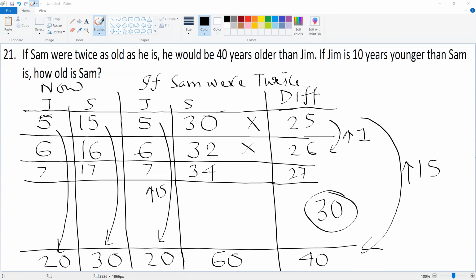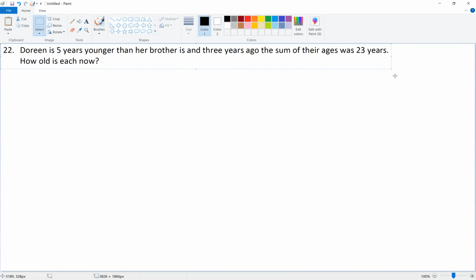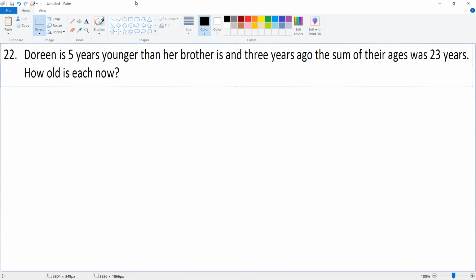Isha, do you understand? Yeah. So this is all about finding the pattern. Write the cases, find the pattern, apply the pattern. Gitika, did you do it? 22? Yeah. Good.